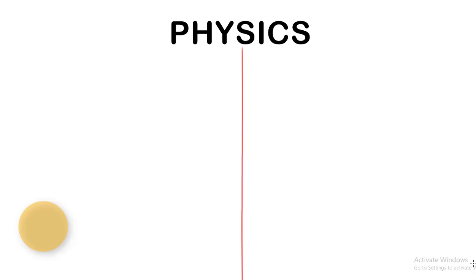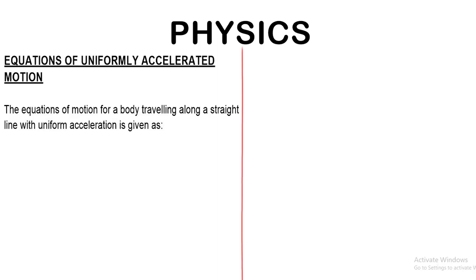Today, we will be deriving the three equations of motion. These equations consider objects or a moving body along a straight line path. All these three equations consider the following factors: initial velocity in meters per second, final velocity also in meters per second, acceleration in meters per second squared, time in seconds, and distance in meters. So let's take a look at the first equation of motion.